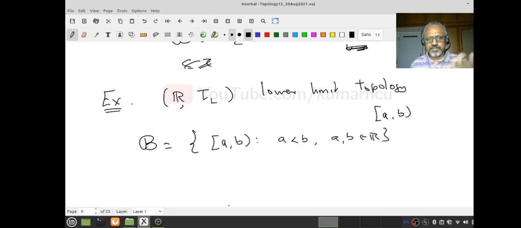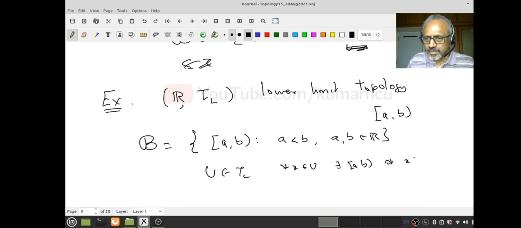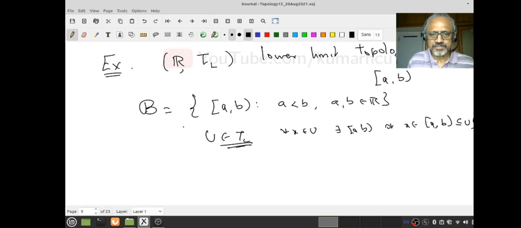Note that this is by definition. Okay, the way we define lower limit topology is using these things only, right? When do you say U belongs to tau L? For every x in U, there exists a basis element, a b open, so that x belongs to it and that is contained in U, right? That's our definition of tau L. Therefore, this is a basis for the topology. Is that clear? Yeah.